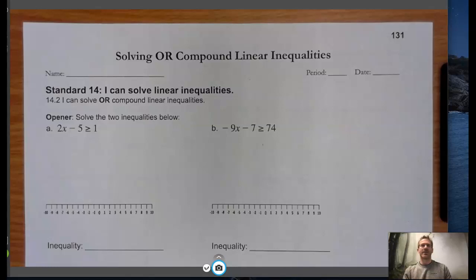All right, my friends, here we go again. So, more on solving linear inequalities. What we're going to do today is work with our first type of compound linear inequality, called an OR compound inequality.